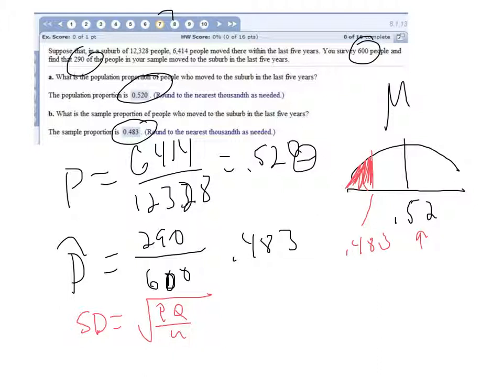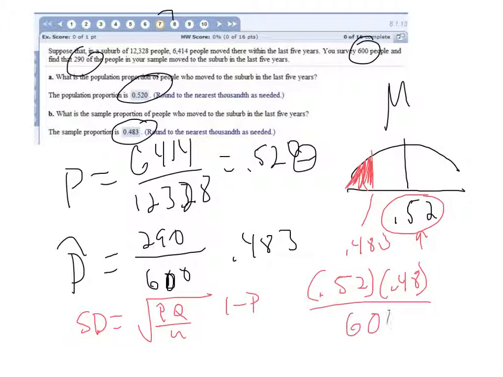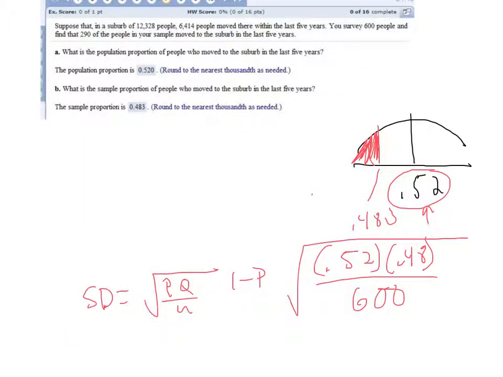So what we'll do is we're going to use, there's our P. To get the Q, that's just 1 minus P. So to get the standard deviation we're going to take 0.52 times 1 minus 0.52, which is 0.48, and we're going to divide that by the sample size of 600, and we'll take the square root of that mess. So my calculator tells me that this standard deviation is 0.0204. We're going out 4 decimal places.